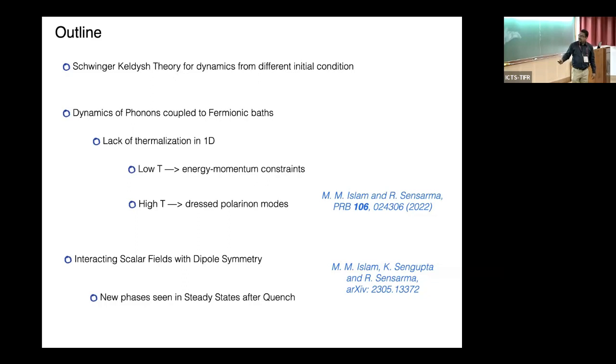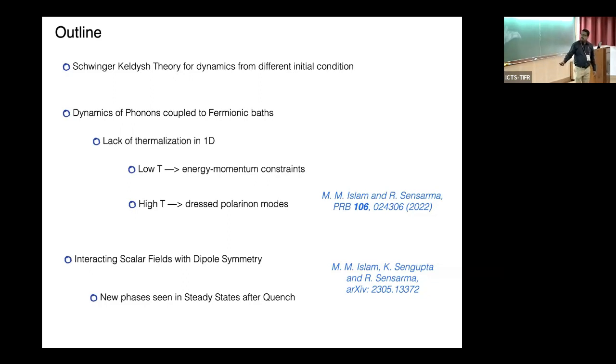What is least expected is when you go to very high temperatures of the bath, where these strong energy momentum constraints are relaxed. Even then, the long wavelength phonon modes do not thermalize. And we will see how this is because of the dressing by the bath, and how a new kind of modes emerge out of the dressing of the phonon with the fermionic bath, which we call polaron modes, and they lead to the non-thermalization at high temperatures in this case. This is work done with my student Mursalin Islam and has been published.